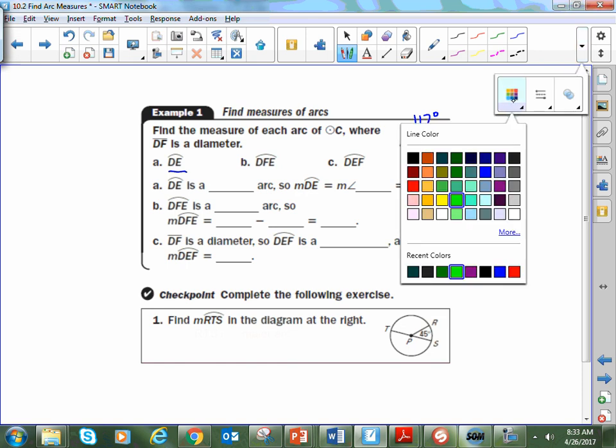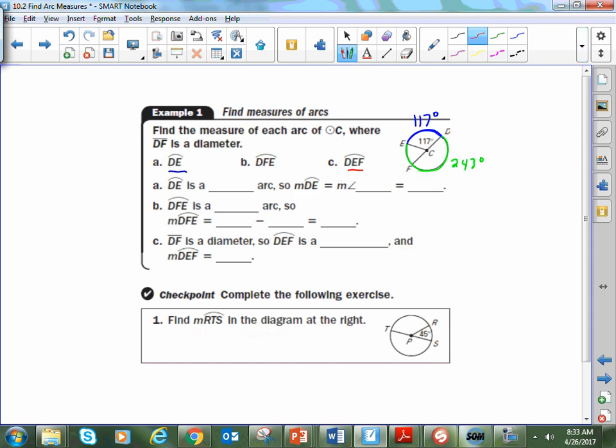And let's do red. And so the last one, DEF. Well, DEF goes here. It starts at D, goes through E, and has to stop at F. Now in this case, it's not necessarily a major arc. It does use 3 points to classify the arc, but since it told us that segment DF was a diameter, then that means arc DEF must be a semicircle, which is therefore 180 degrees. So let's go ahead and plug in our fill in the blank stuff here and see what we would have done.